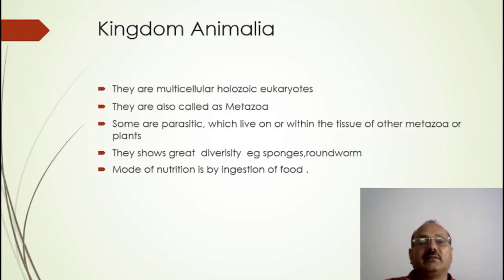The next important kingdom is called kingdom Animalia. They are multicellular holozoic eukaryotes. They are also called metazoans. Some are parasitic, which live on or within the tissue of other metazoans or plants. They show great diversity. That means they are found in all environments. For example, sponges, roundworms, etc. The mode of nutrition is by ingestion of food. All these Animalia organisms are eukaryotic and they can't prepare their own food material. But there is one animal called Euglena. It can prepare its own food materials.